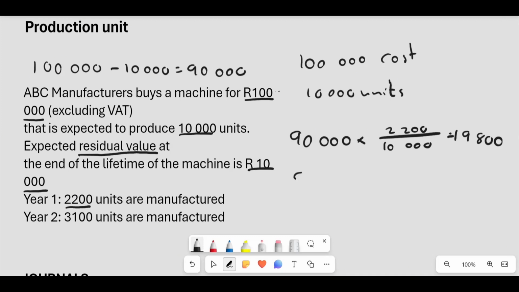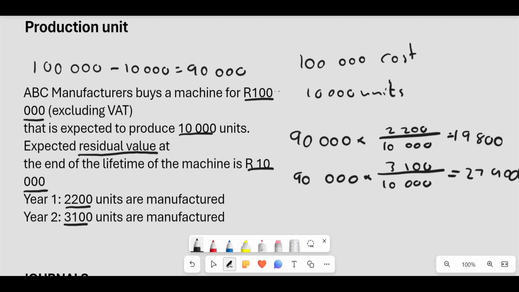For year two, we still take the same cost. We don't take the book value or the carrying amount. We multiply by the units produced in year two, which is 3,100 divided by 10,000, right? Then this amount will be the depreciation for year two. Let's all take out our calculators and do it: 90,000 times 3,100 divided by 10,000 gives you an amount of 27,900.